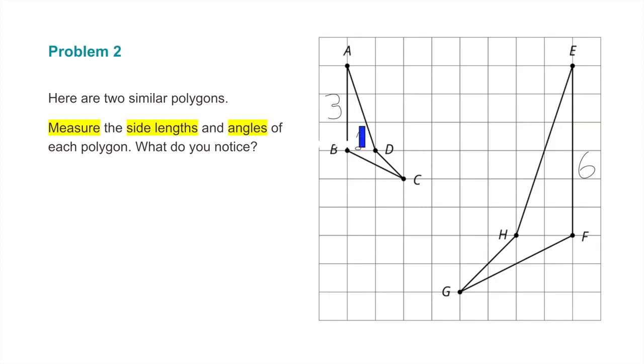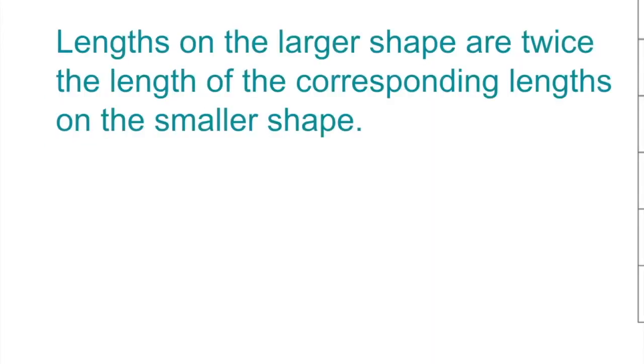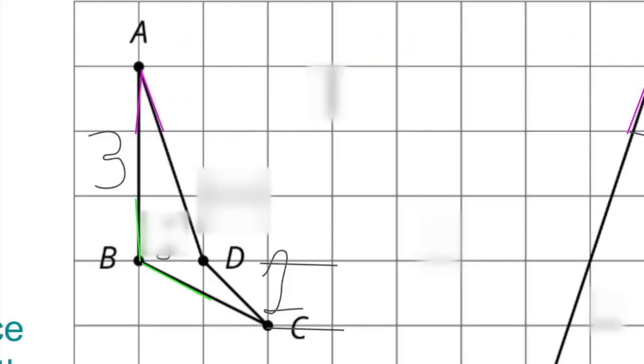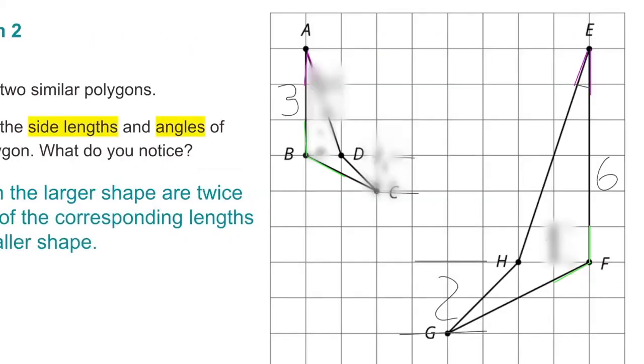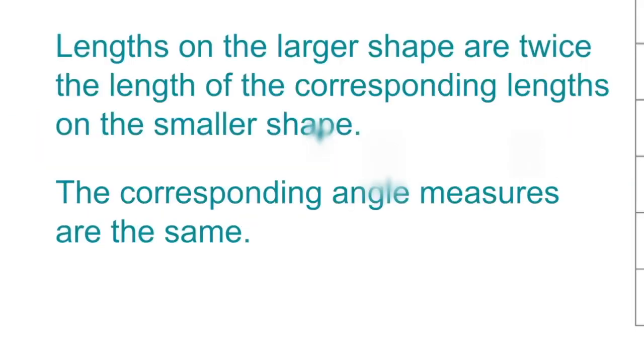On the smaller figure from point B to point D is 1 unit. From point H to point F, it's 2 units. Lengths on the larger shape are twice the length of the corresponding lengths on the smaller shape. Now let's look at the angles. Angle ABC corresponds with the angle EFG. The corresponding angle measures are the same.